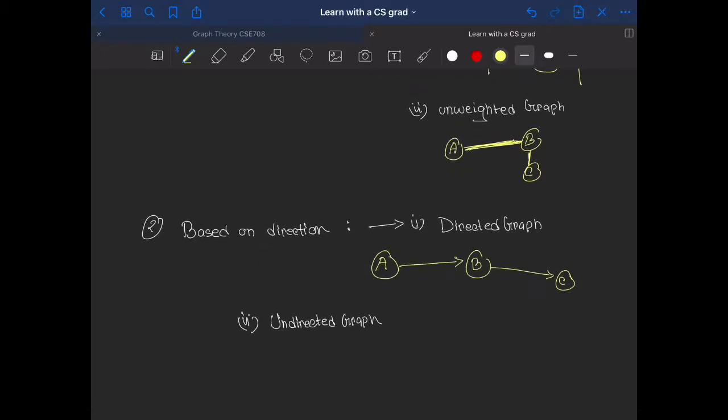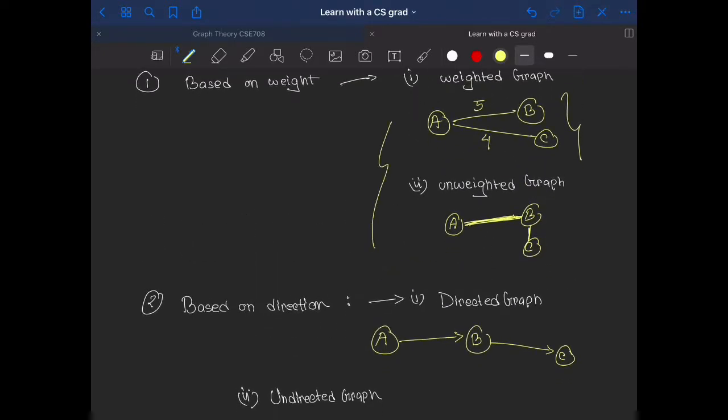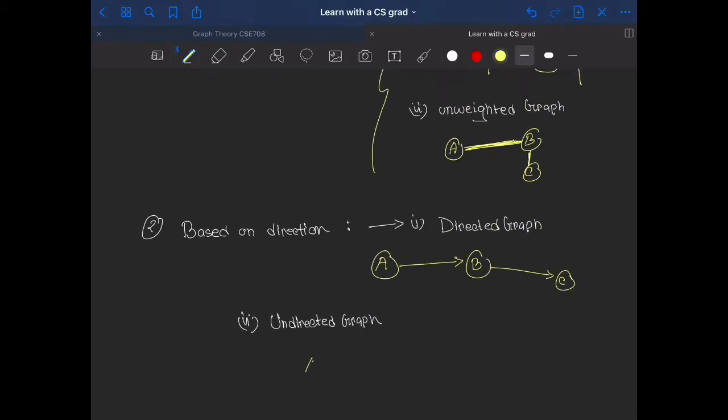This is an example of an undirected graph. A to B, then to, let's say, C. What this implies is that we can go from A to B, and we can also go from B to A, B to C, and C to B. So this is like a bidirectional path. On the other hand, directed graphs have only one path, based on the direction the edge points to.